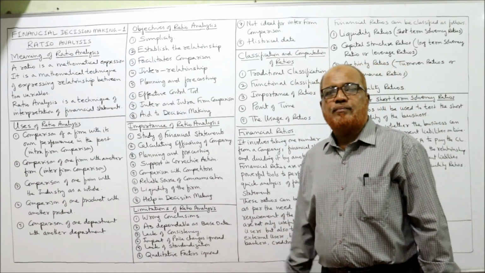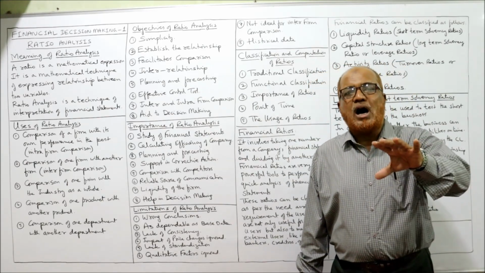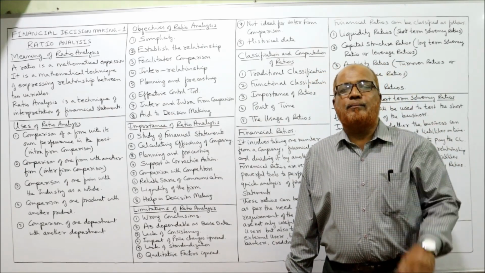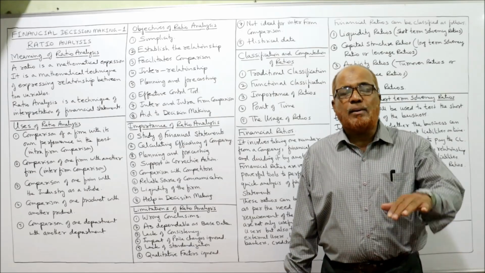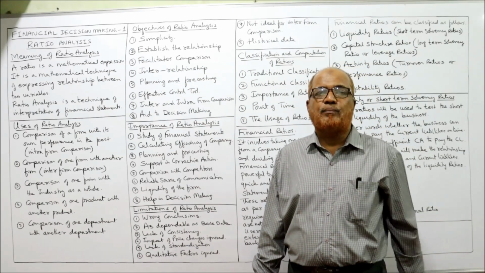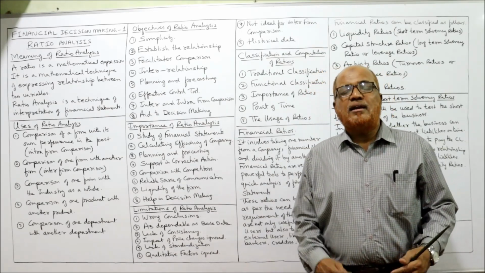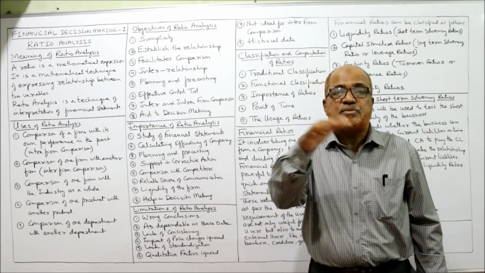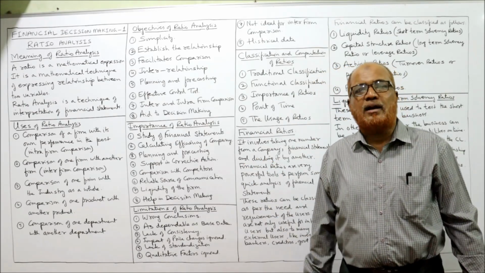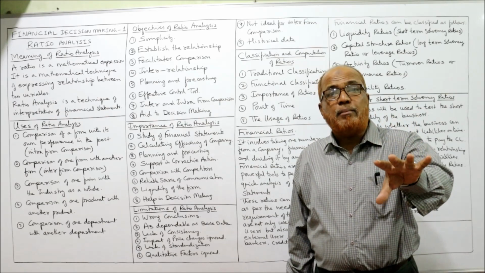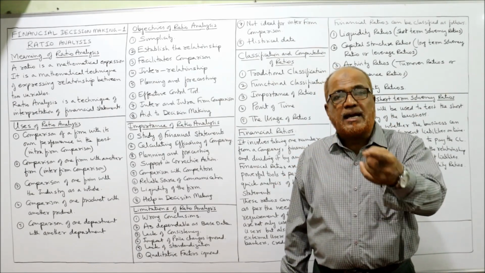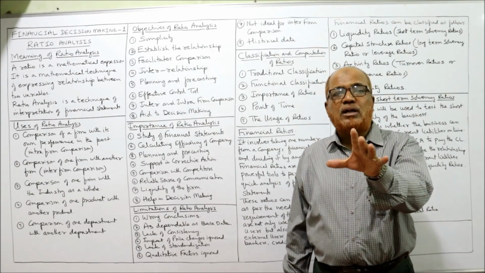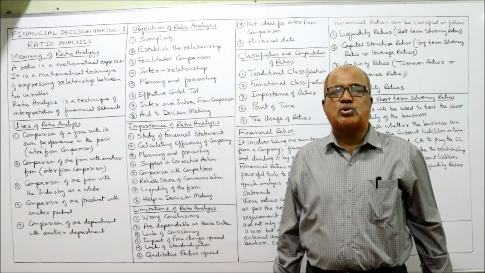Wrong conclusion. See here, ratios are supplementary to the original data. We should not think that ratio is a substitute for actual data. Actual data is primary, ratio analysis is secondary. So we should not depend only on ratios.